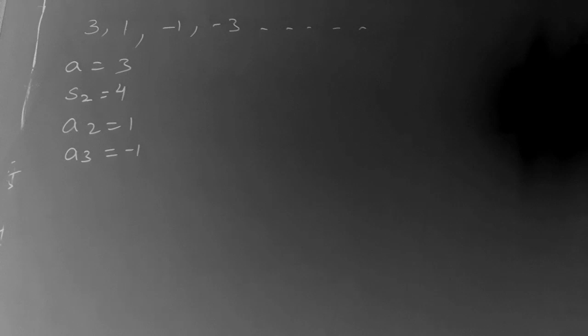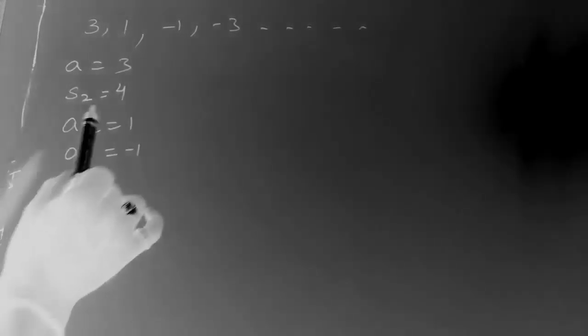So here he is asking for the first term of the series, that is a is equal to 3. The sum of two terms S2, just now we calculated, is 4, the first term plus the second term. The second term of the series is equal to 1. The third term of the series is equal to minus 1.